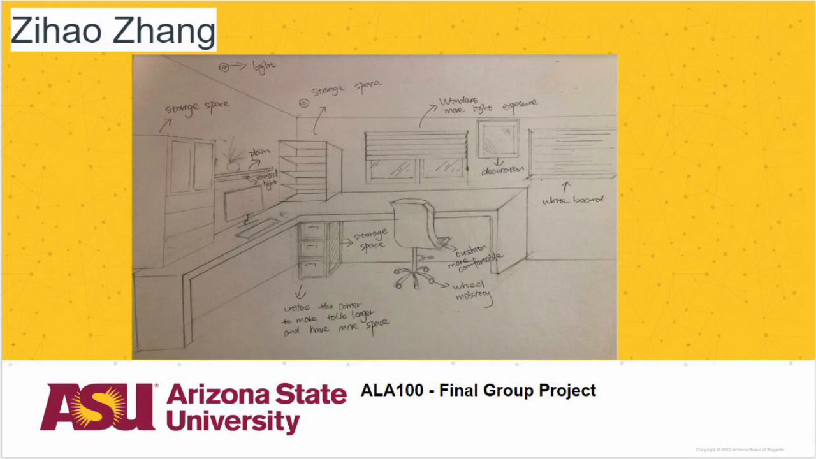Hi, here's Zihao's sitting area design. First of all, use the corner of the space to place the table that extends to two sides of the corner. This will make the length of the table longer and the space looks full and less crowded. Design a window on the wall along with the table for better light exposure.